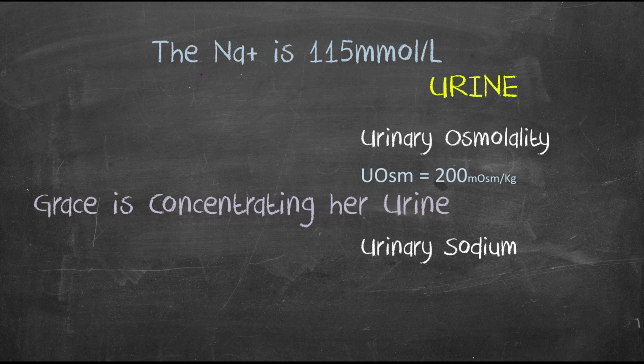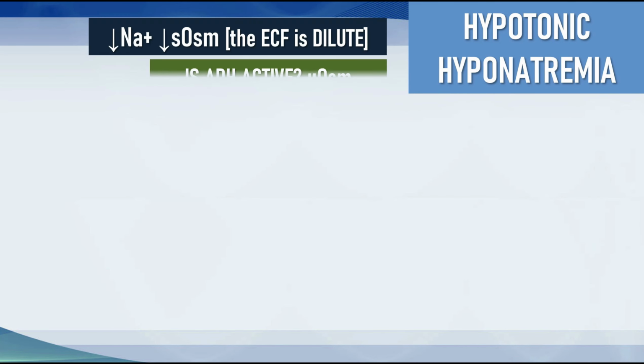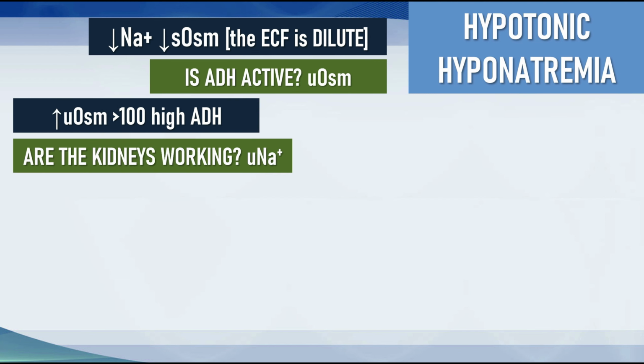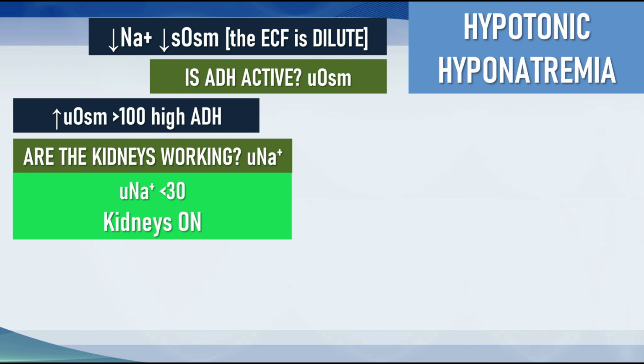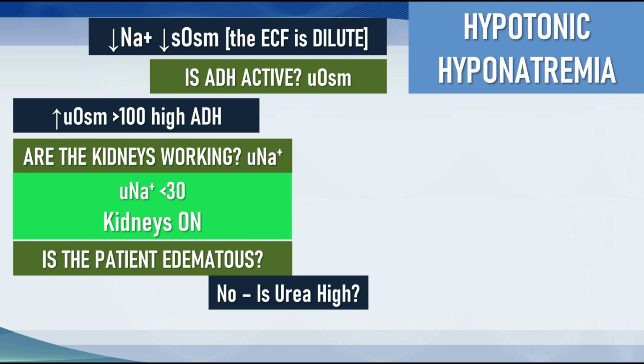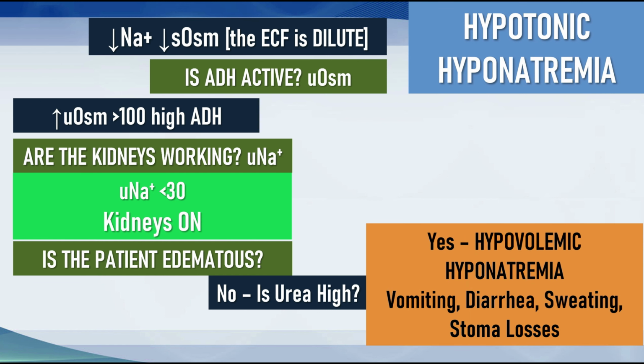So she is really concentrating her urine. She's working very hard to retain fluid. Her urinary sodium is extremely low. So she's really trying hard also to retain sodium. So let's look at the decision tree. We have hypotonic hyponatremia. No question, antidiuretic hormone is active. The kidneys are definitely working because her sodium is so low. Grace is not edematous, but her urea is very high. So this is a case of hypovolemic hyponatremia.